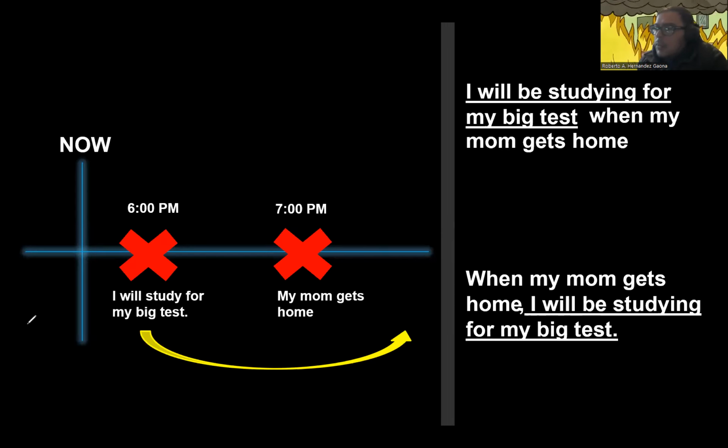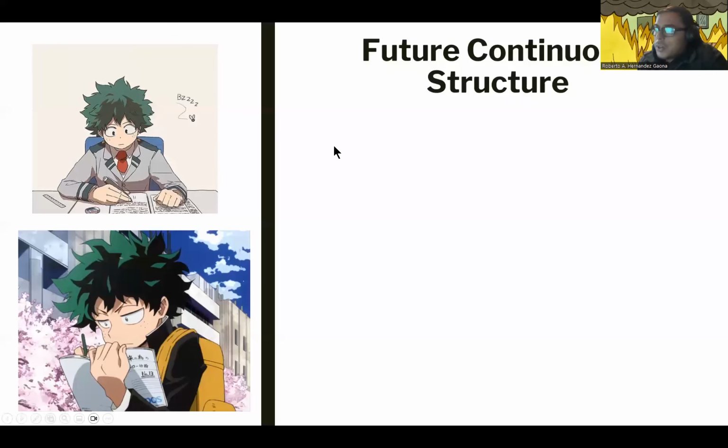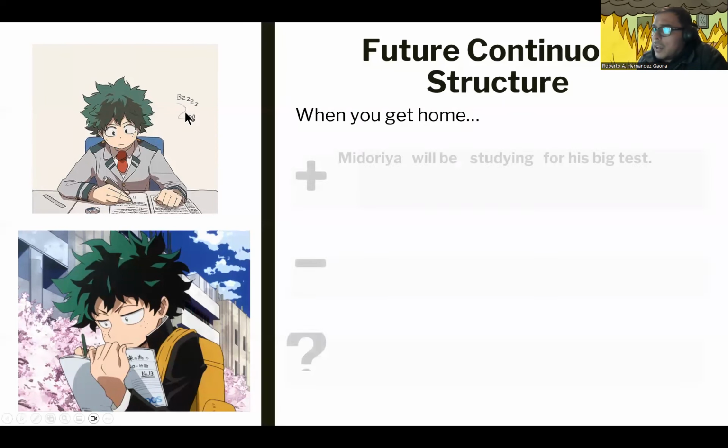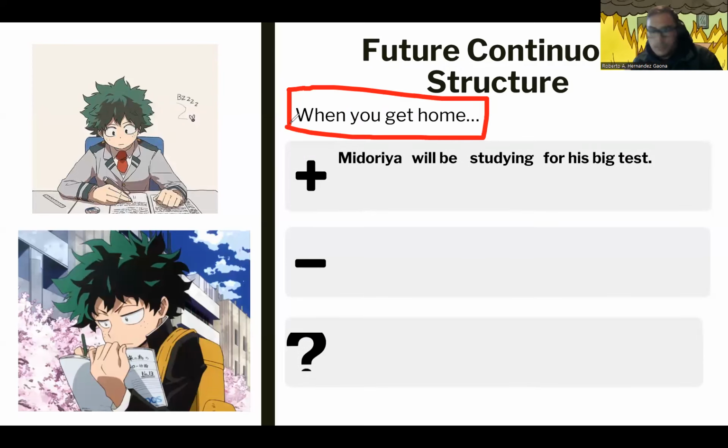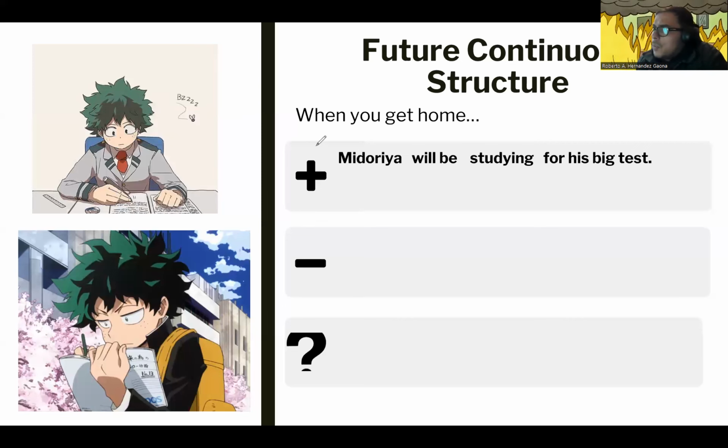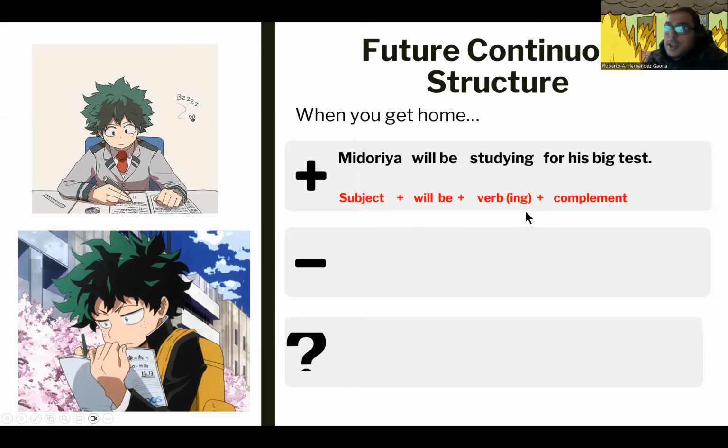All right. Now we're going to move on to the structure. We're going to grab this example and we're going to mix in our friend Midoriya here. He's back. So we always need our time clause, when you get home. When you get home, Midoriya will be studying for his big test. There we can see the structure, right? So we got our subject, we have our will be, our verb with ing, and the complement.